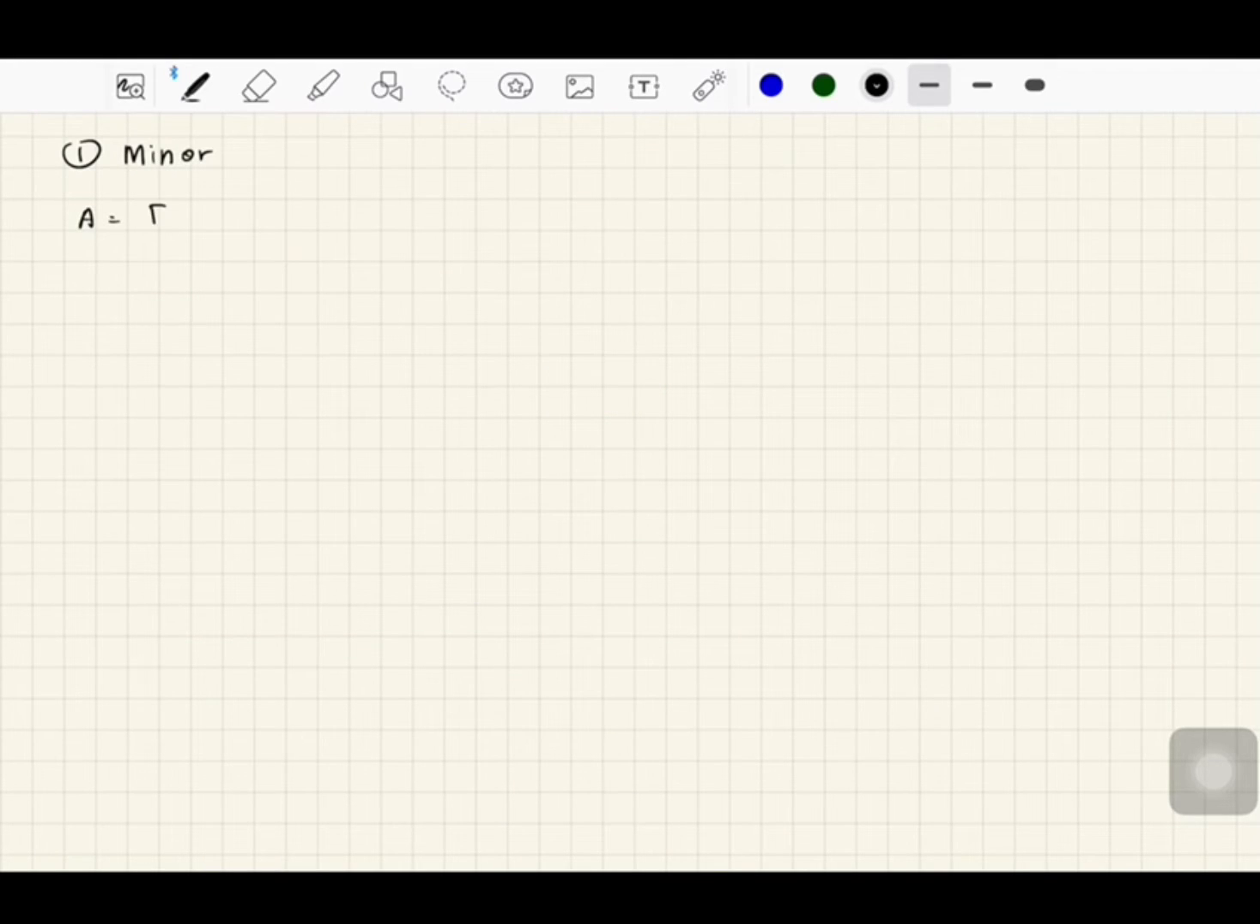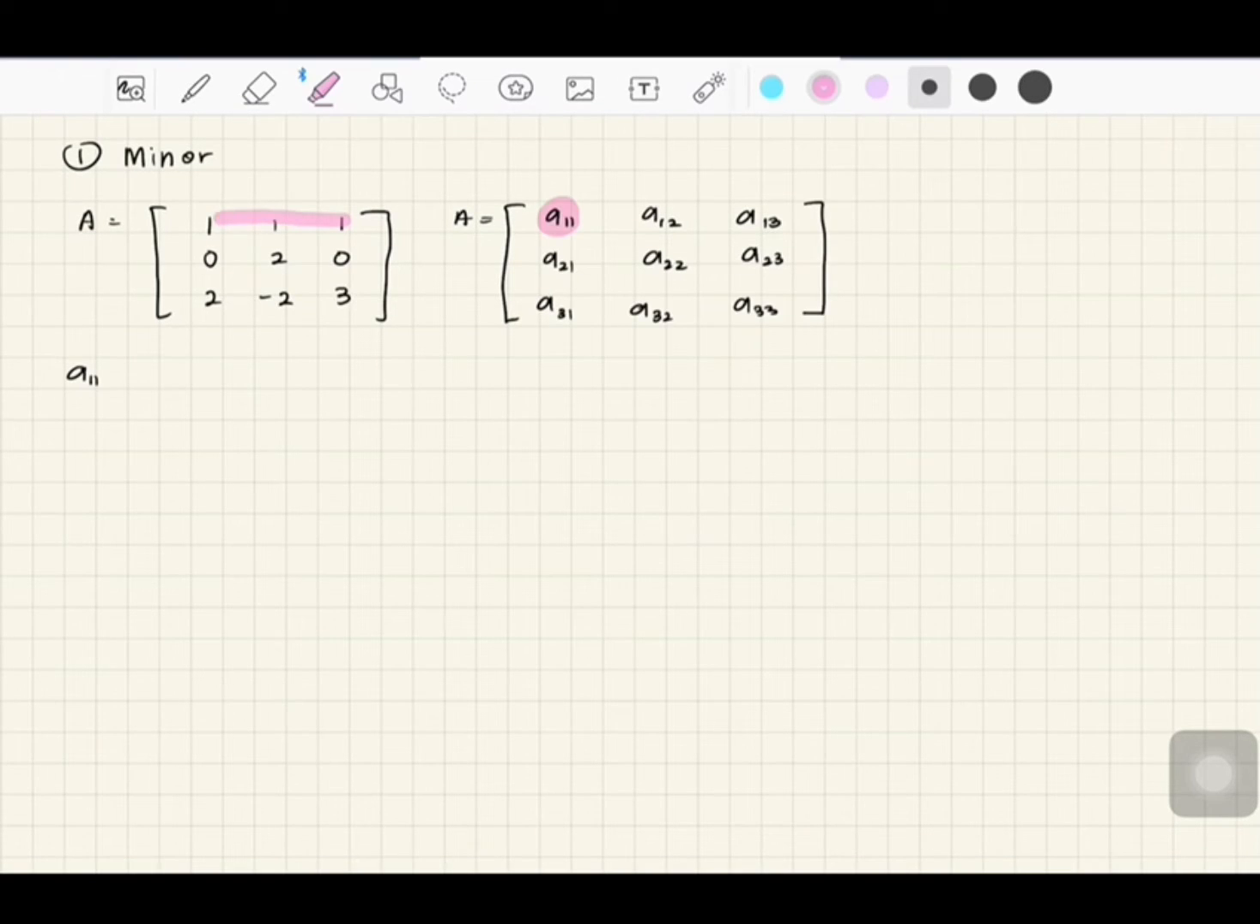The first thing that we're going to look at today is the minor. As you can see on the screen, the matrix A is 1, 1, 1, 0, 2, 0, 2, negative 2, and 3. Since the matrix is A, the elements of matrix A are A11, which refers to row 1, column 1, continuing with A12, A13, and so on.